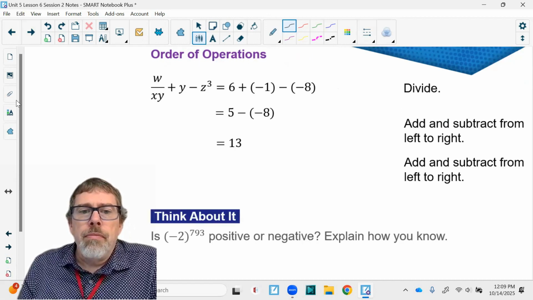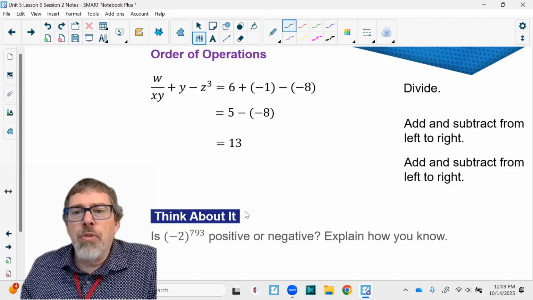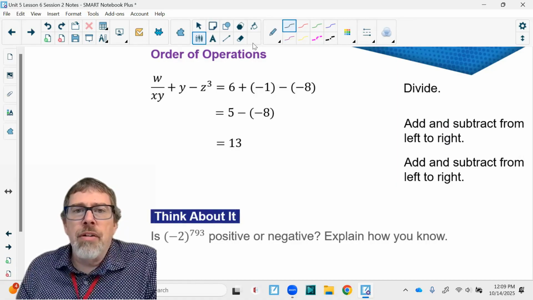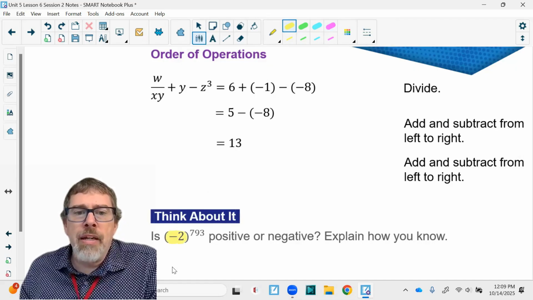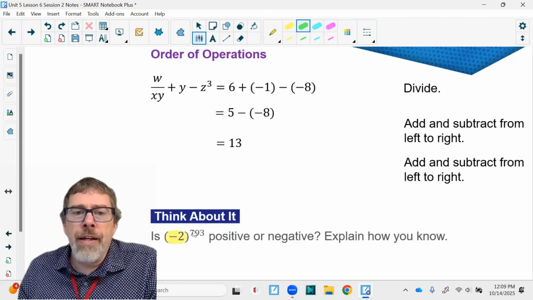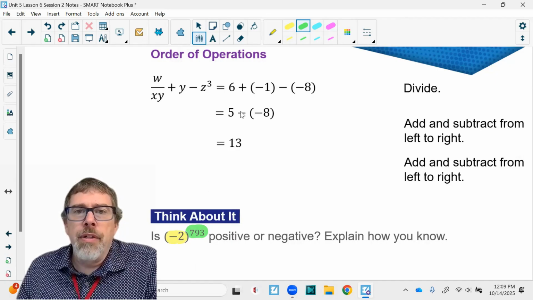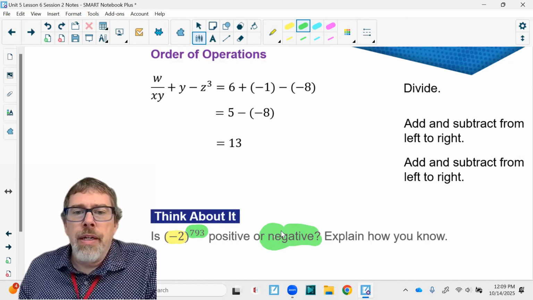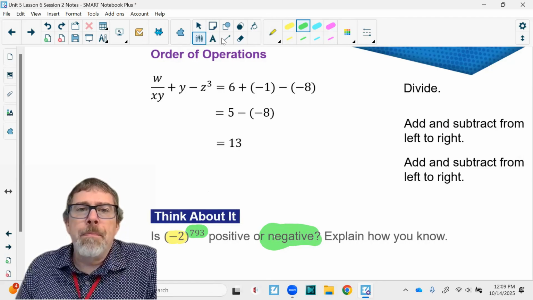Okay. So then they finish the other problem that I've already done, so I'll skip over that. And it says, think about it. Is -2 to the 793, so let me get my highlighter. The base is negative. The exponent is odd. The answer, therefore, will be negative.